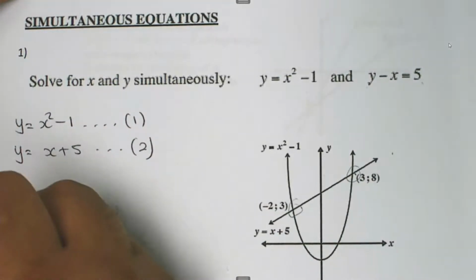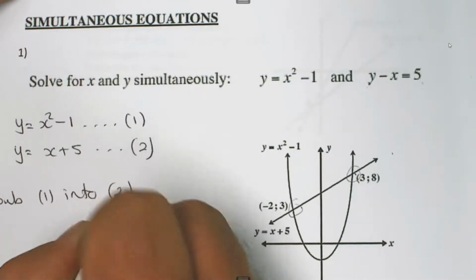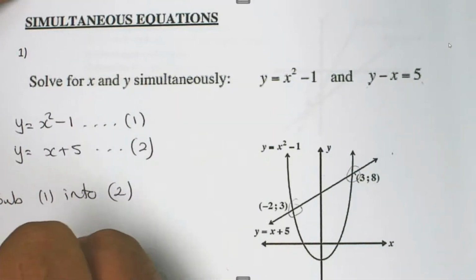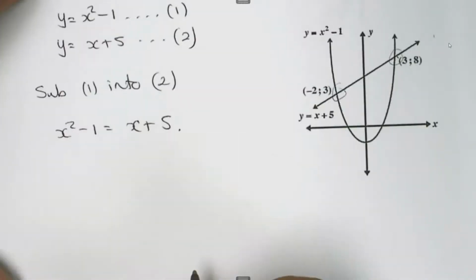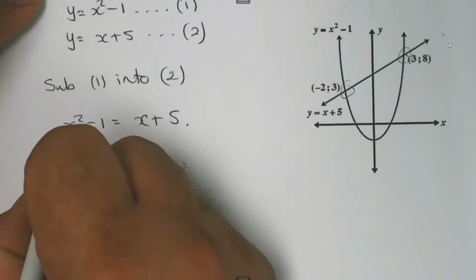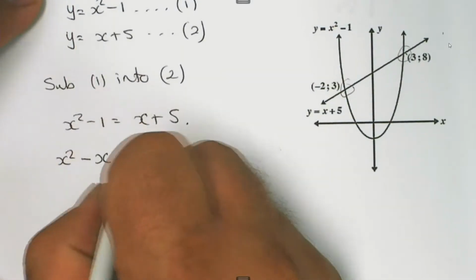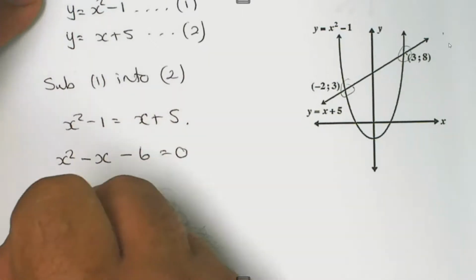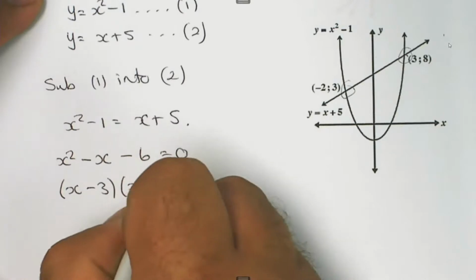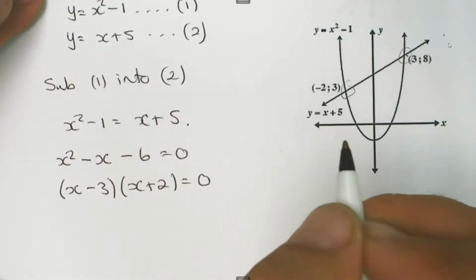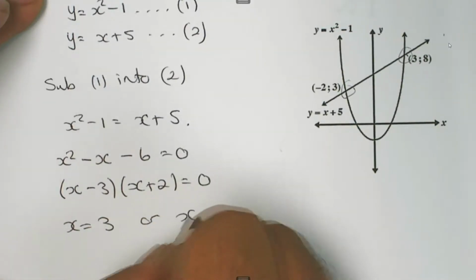Now we're going to substitute 1 into 2. So we're going to say x squared minus 1 is equal to x plus 5. And now we need to solve for x. So x squared minus x, minus 1, minus 5 is minus 6, equal to 0. And this is x minus 3 multiplied by x plus 2 is equal to 0. And now we can say x is equal to 3 or x is equal to negative 2.